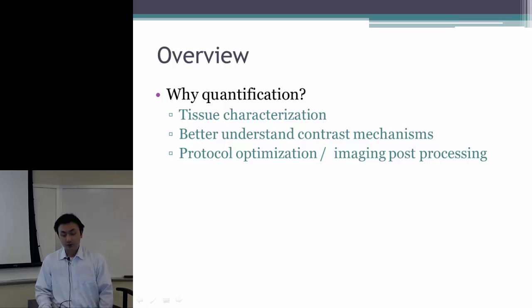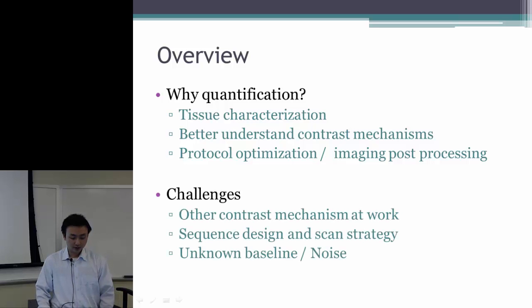So for example, if we want to do perfusion weighted imaging, we want to understand how the blood perfuses into the tissues. Before we can calculate this, we need to use our T1 map of the brain, so that we can accurately calculate the perfusion parameters.